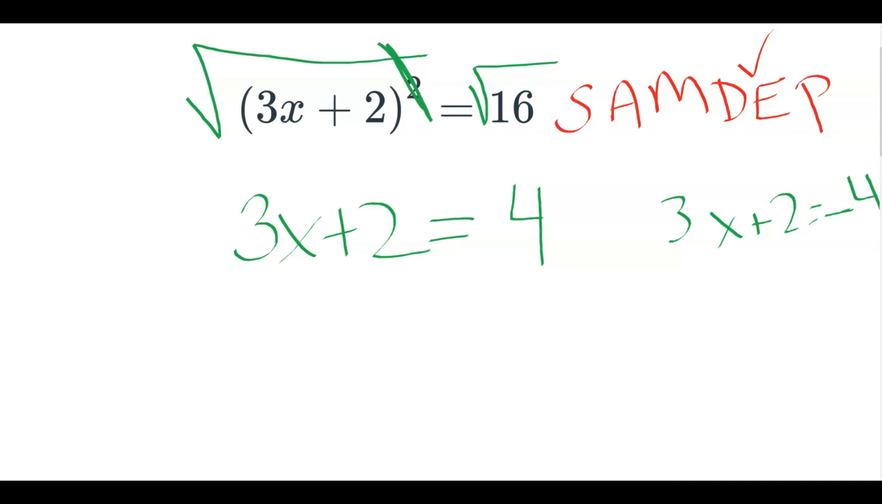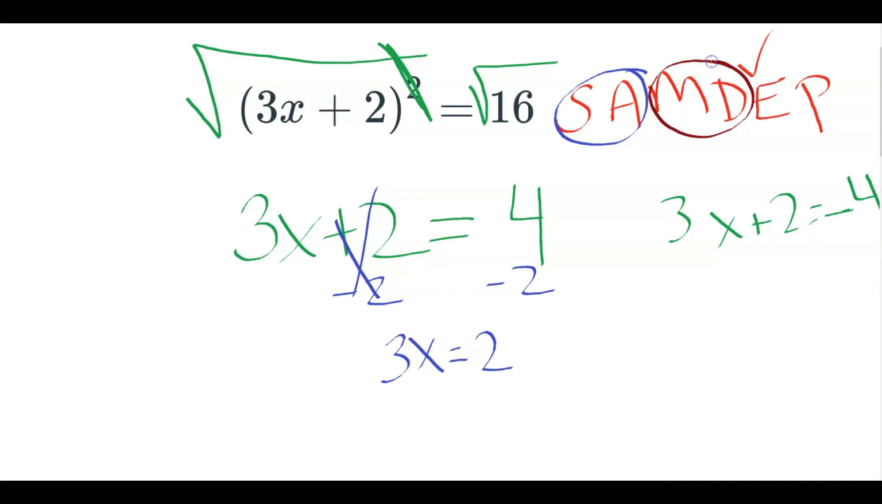Okay. Now make sure you do the order of operations in order again. I'm going to look for add or subtract. I'm going to get rid of the plus 2 by subtracting 2, and that's going to cancel out. That's going to give me 3x equals 2. And then my last step here would be to multiply or divide. I've got 3 times x. I would divide by 3 on both sides, and that's going to give me x equals 2/3. That's one of my solutions. You get the other one by using the negative 4.